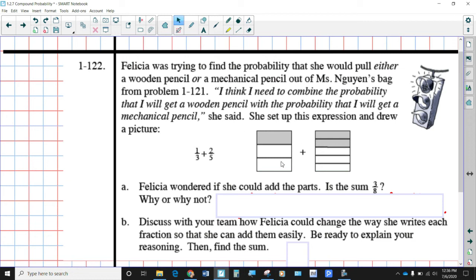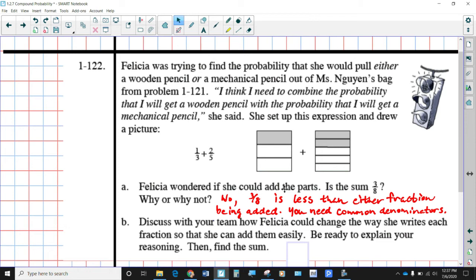So she set up the problem this way and then drew these pictures. Now, she wondered, could the sum be 3/8? Is that how we do adding? When we add two fractions together, are you adding the numerators and the denominators together? And the answer to that is no. That is absolutely not what we do. You've got to get a common denominator. You've got to rewrite these fractions as equivalent fractions with the same denominator in order to add them, okay?